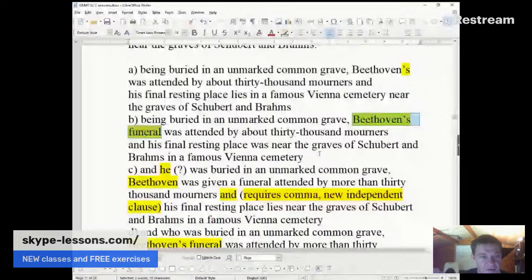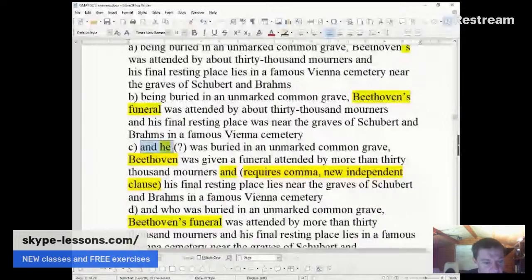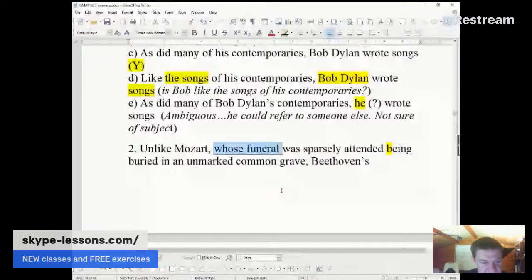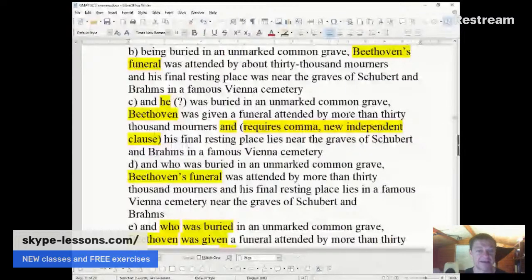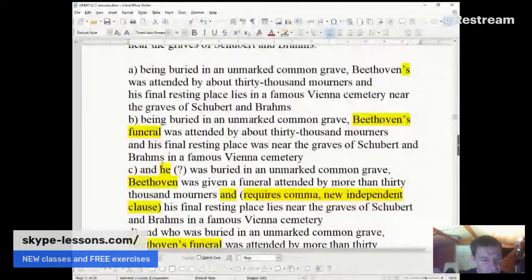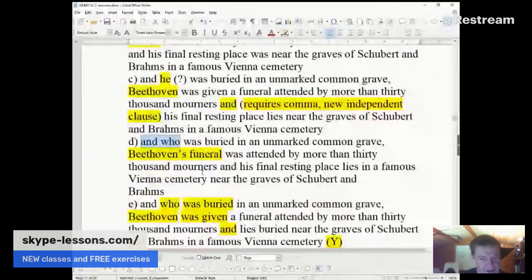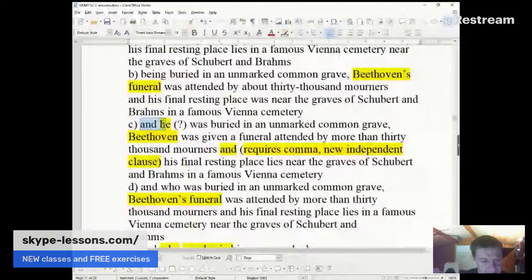Okay, let's look at C. So unlike Mozart, whose funeral was sparsely attended and he was buried in an unmarked common grave. Okay, now just listen to that, and I think you'll already hear there's something wrong with this. Compare that to the next two, D and E: whose funeral was sparsely attended and who was buried in an unmarked common grave.